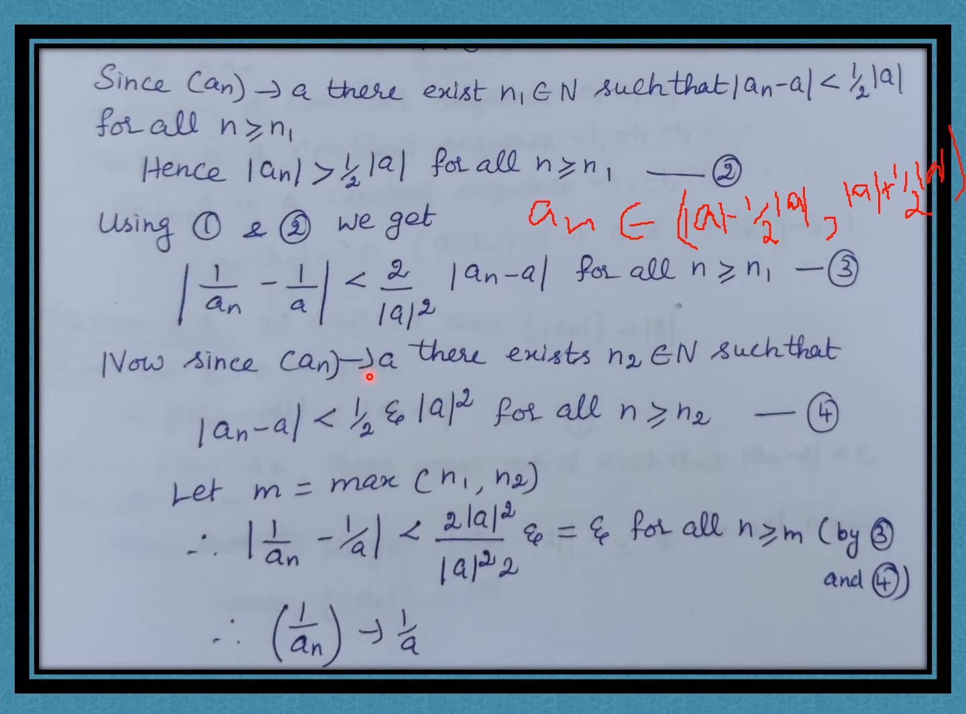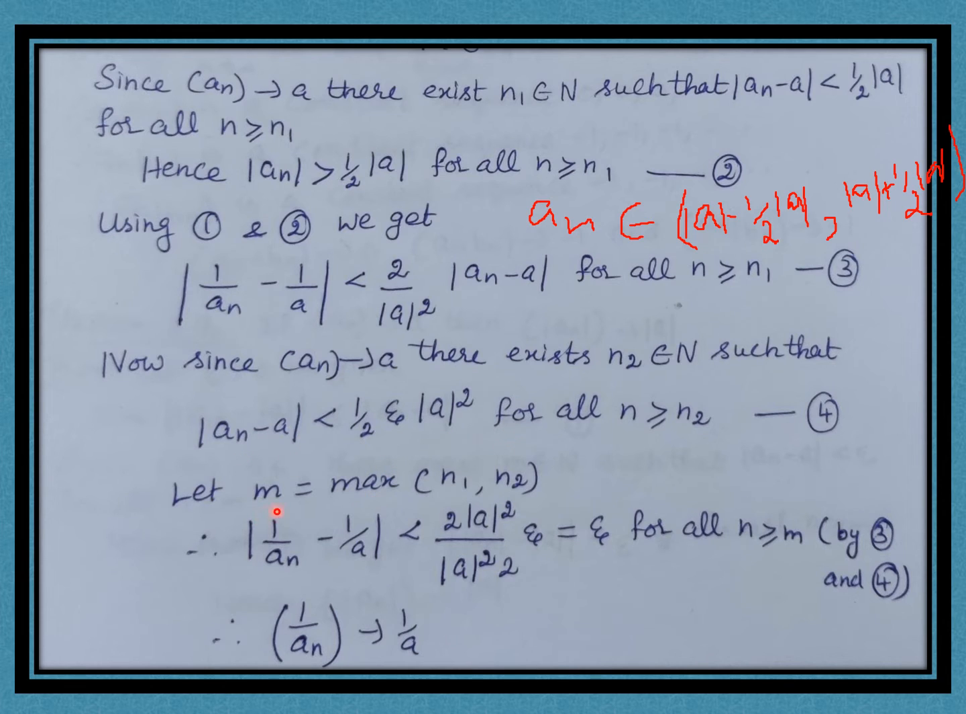We know that the sequence an converges to a. Therefore, there exists n2 belonging to N such that the absolute value of an minus a is less than, we have to put, epsilon. But here we are having a 2 in the numerator. Therefore, we have a 2 in the denominator here. We have the absolute value of a square in the denominator, so we are having the absolute value of a square in the numerator. So, this is going to be the result.